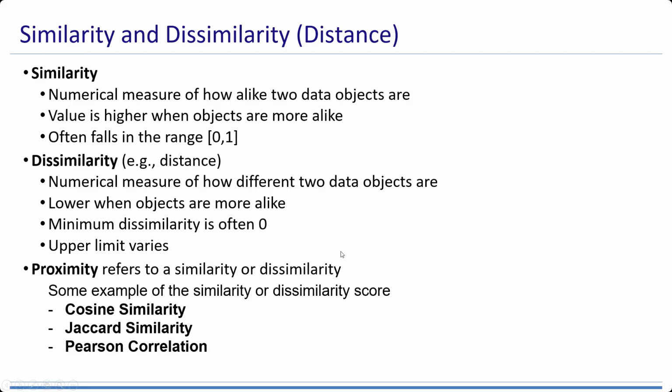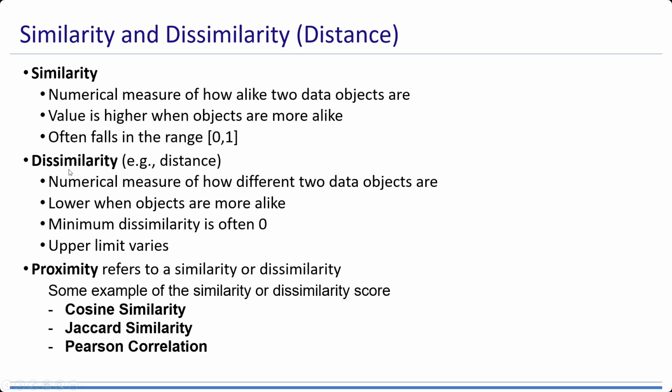If you already joined the data mining class, I guess you know about this term. In the terminology, there are two terms. We call it similarity, or sometimes dissimilarity or distance. The similarity means a numerical measure of how alike two data objects are. If the value is high, then the objects are more alike. The similarity often falls in the range of 0 and 1.